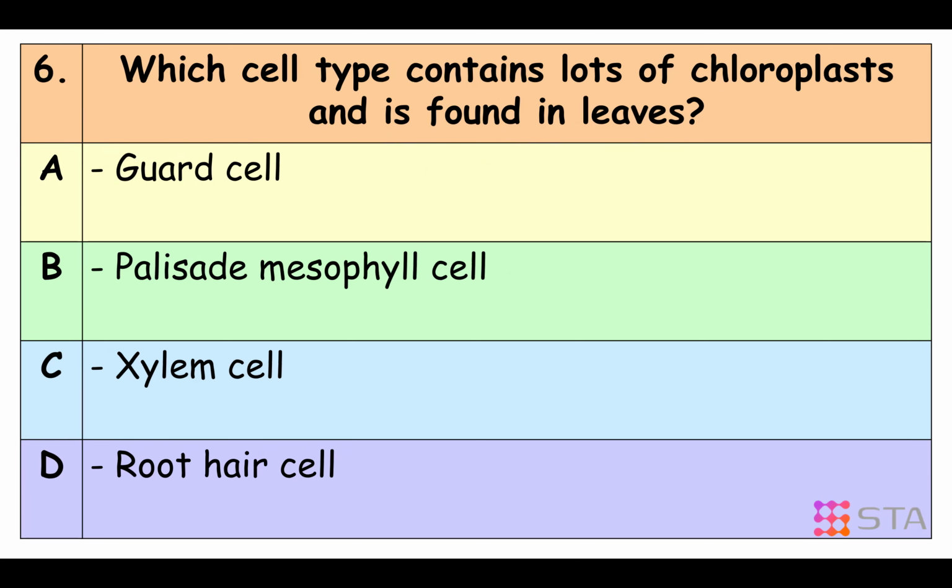Number six, which cell type contains lots of chloroplasts and is found in leaves? Now, all of these cells are found in plants, by the way, so it might be a little bit tricky. Three of them are also found in leaves, except that this one contains lots of chloroplasts. And the answer, of course, is B, because that's where photosynthesis takes place in the palisade mesophyll cells.